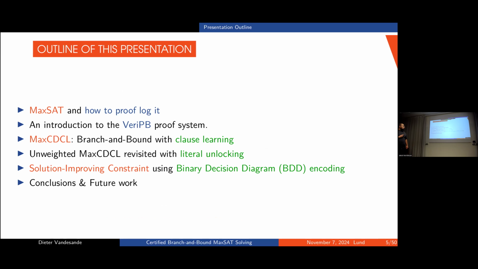So first, I will talk about MaxSAT a bit, introduce it, and how to proof log it, and mostly why hasn't this been done already. Then I will give you an introduction to the VeriPB proof system. And after that, I will start introducing MaxCDCL, but every time I'm introducing a technique, I will show you how to do the proof logging. I will also talk about the literal unlocking that we have seen yesterday in Jordi's talk. And in the end, I will switch a bit to solution improving search by showing how to do proof logging for the encoding of the solution improving constraint using BDD encodings.